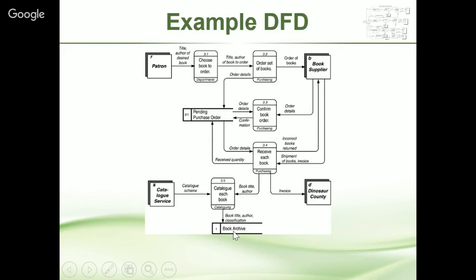So they catalog and they put the information into the archive, which is going to be the card catalog in the old style systems. So also, when purchasing receives the book, they send the invoice back to the county to get reimbursed for it. So that's a data flow diagram, and that's a pretty straightforward process, but you can see that everything you need to know about how books get ordered for this library is right here.